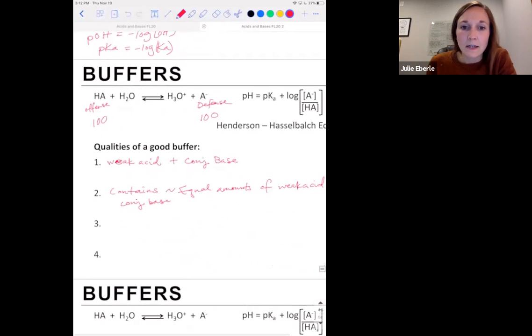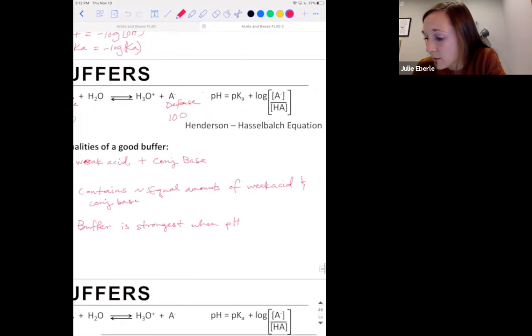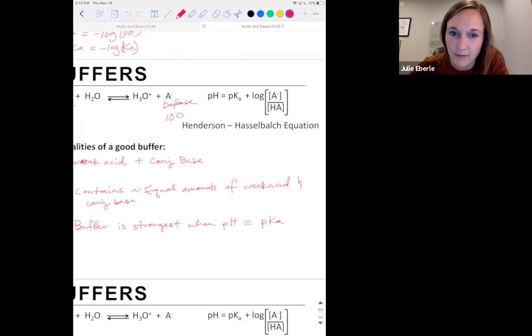All right. What this means is that the buffer is the strongest when the pH of the buffer is about equal to the pKa. I'm going to prove that to you here in just a second. It is strongest when it's being kept at a pH that is roughly equal to the pKa.